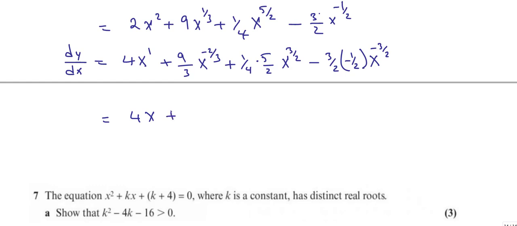4x plus 3, simplify please. Plus 5 over 8 x to the 3/2 plus 3/4 x to the -3/2.